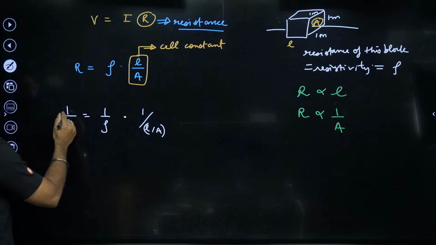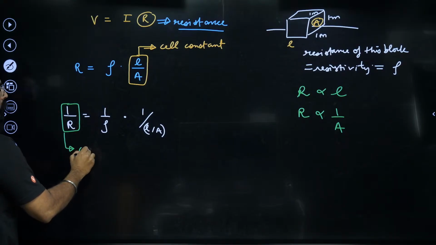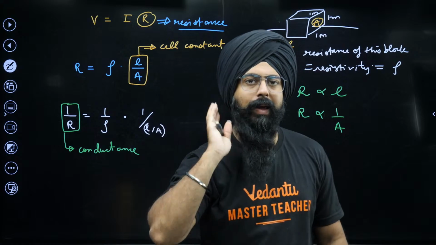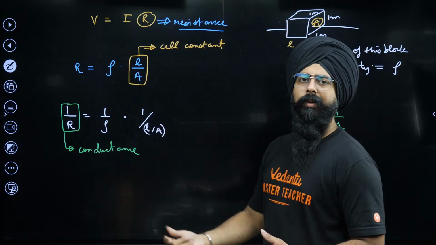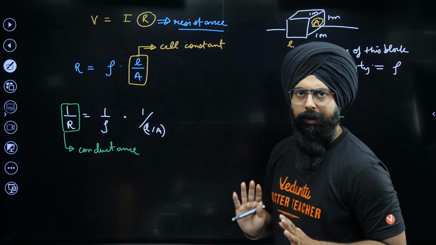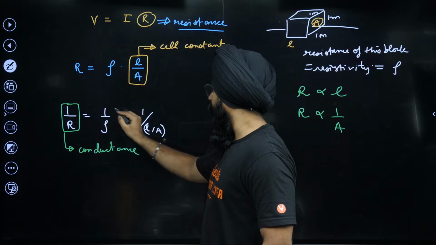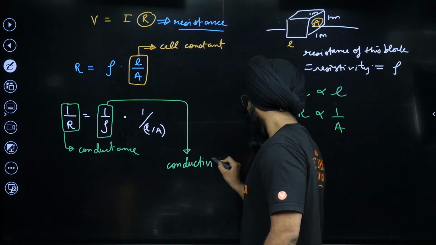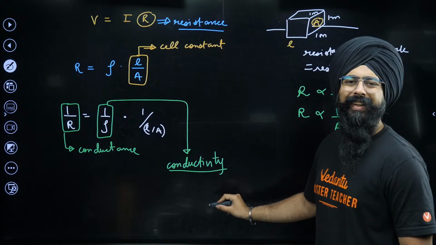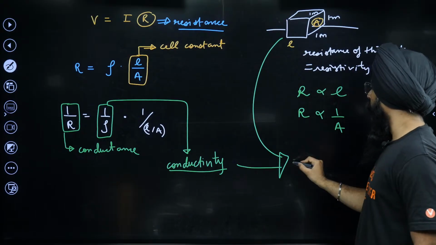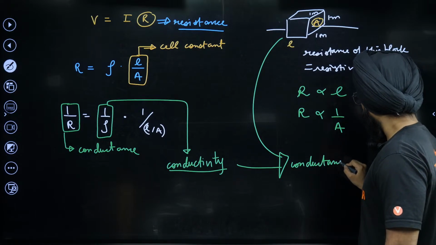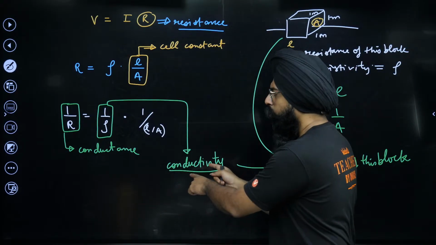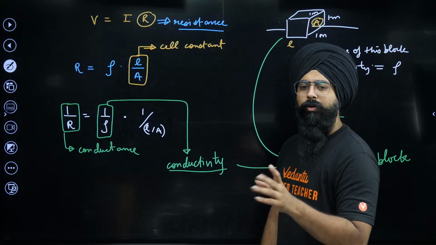Okay. Now, people, this 1 by R is called conductance. 1 upon resistance is conductance. So basically resistance is the main thing, but we then convert it to conductance because for chemistry conductance makes more sense. Conductance is the ease by which the current can travel. Easier current travel implies more conductance. Okay. This is known as conductivity. This conductivity is basically the conductance of this particular block. Conductance of this block is called conductivity. In old days, this used to be called specific conductance, but that became too confusing for everyone. So they started calling it conductivity.